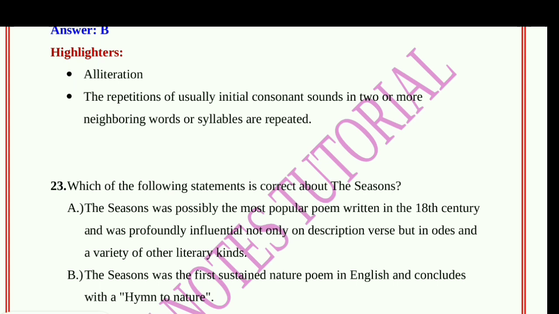Let's see the highlighters. Alliteration is the literary device here. The repetition of usually initial consonant sounds in two or more neighboring words or syllables. And here we find the same in option B.